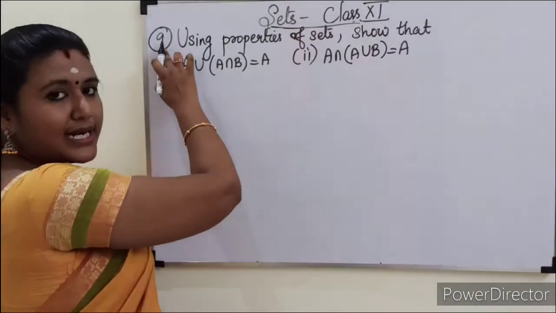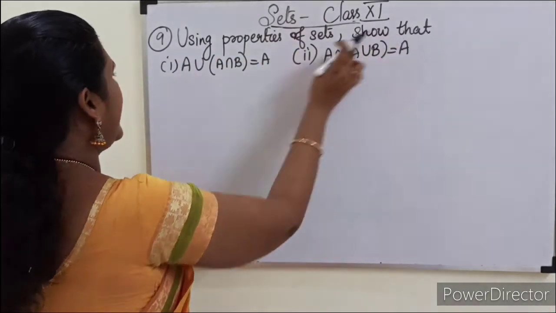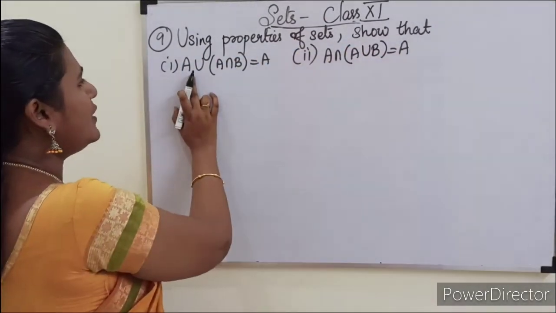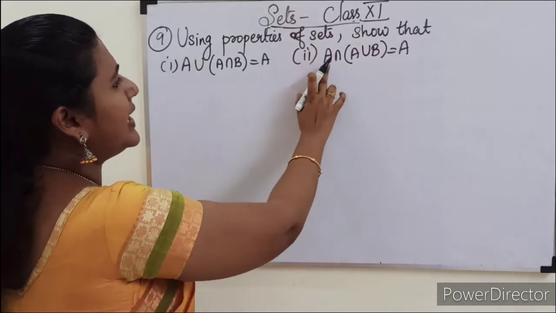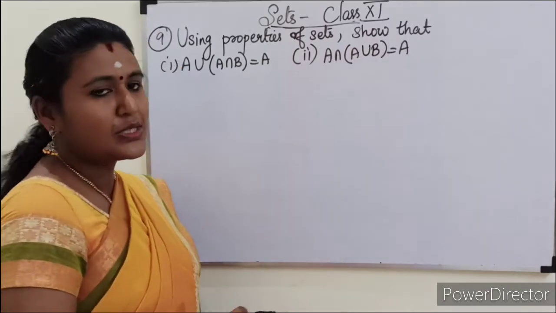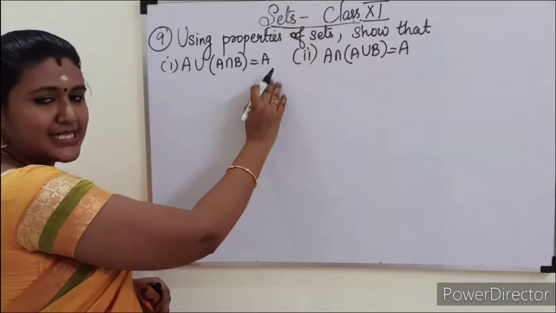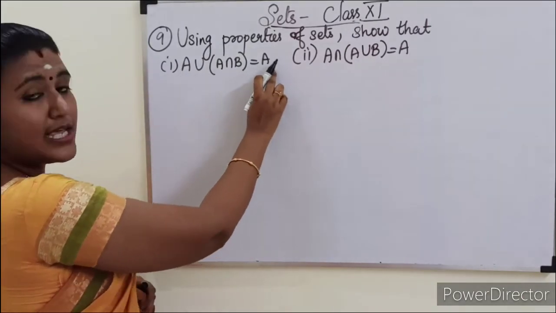Now question number 9. Using properties of sets, show that first part, A union (A intersection B) is equal to A, and the second part, A intersection (A union B) is equal to A. So here first we will prove the first part. We have to show that these two sets are equal.